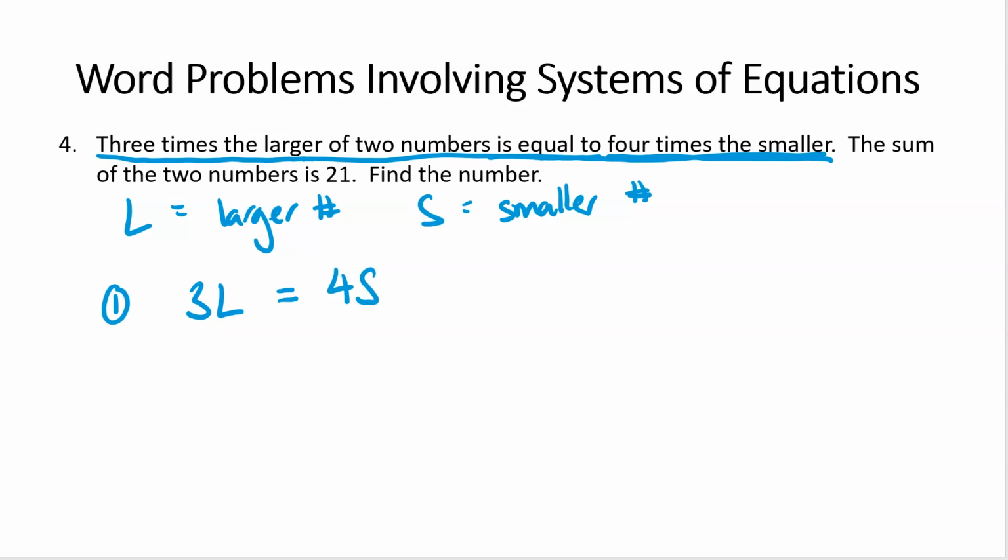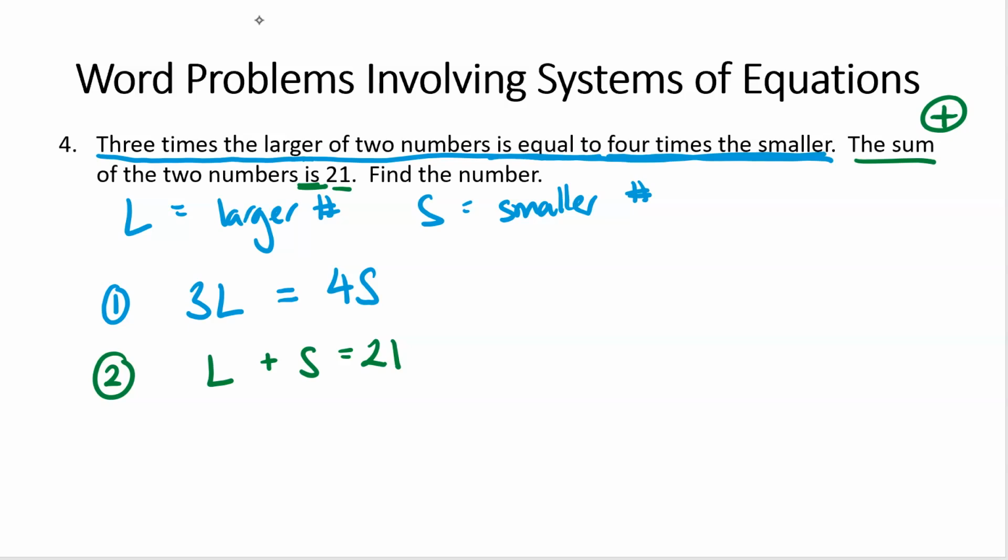Okay. And how about equation 2? The sum, that's adding. The sum of those two numbers, so if I take the larger number and I add it to the smaller number, it equals 21. Again, in this case, you have 2 equations, 2 unknowns. You should be able to solve this using substitution or elimination.